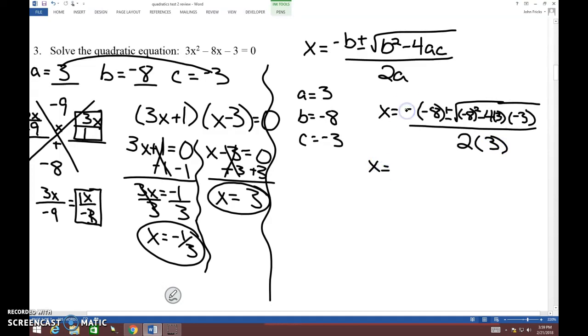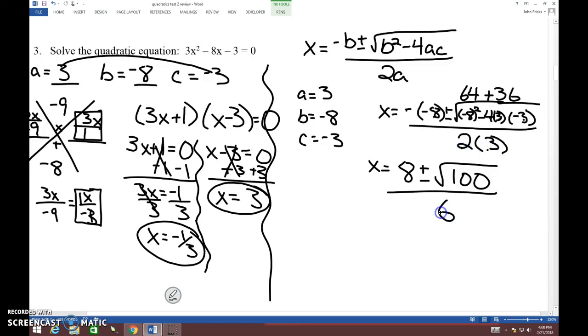So here we've got negative times negative 8, which is going to be a positive 8, plus or minus the square root of negative 8 squared, we know is 64, because negative 8 times negative 8. And then negative 4 times 3 is negative 12. Negative 12 times negative 3 is going to be positive 36. So 64 plus 36 is going to give me a final answer of 100 underneath the radical. And then 2 times 3 we know is going to be 6.